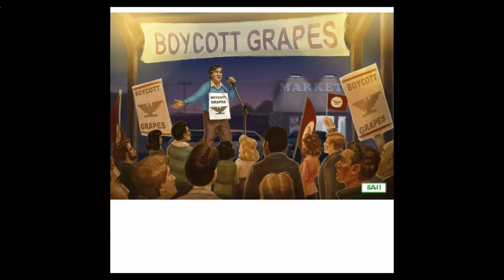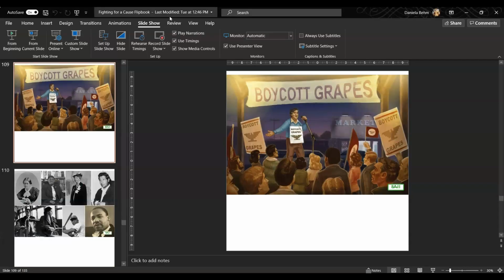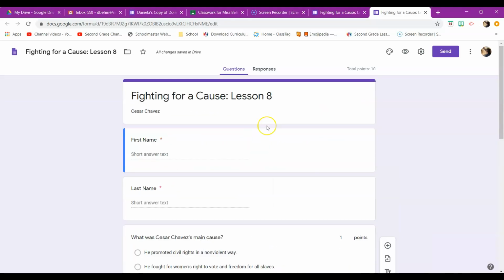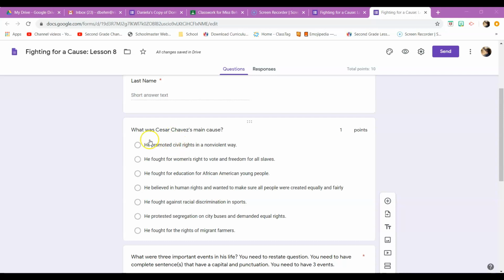So what you guys are going to do now is go to the worksheet that is attached, and the worksheet is a Google form, and you are going to put your first name and last name. This question has been on not all of them, but the last 6 lessons in social studies. It was the main cause of the person that we've been talking about. So today's main cause was about Cesar Chavez. So what was his main cause? You can think about which ones you've already used, because you're only going to use them once.